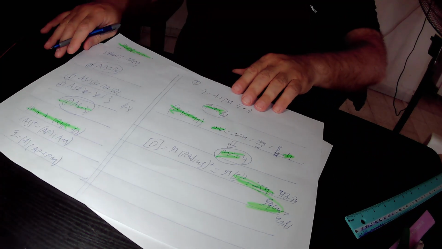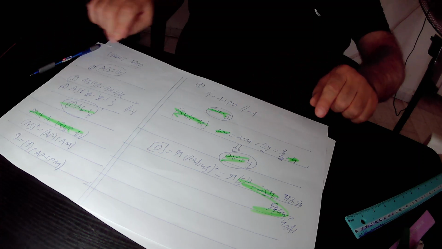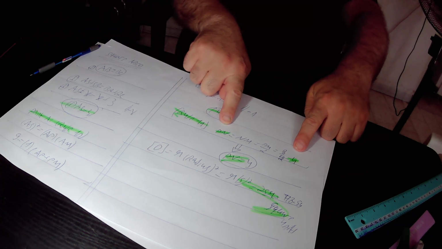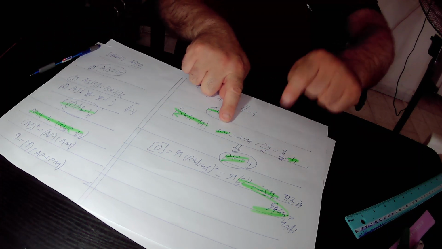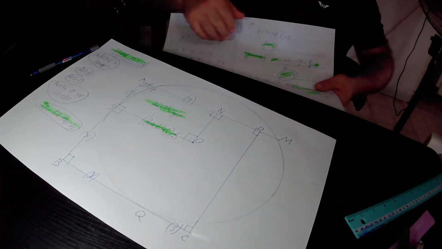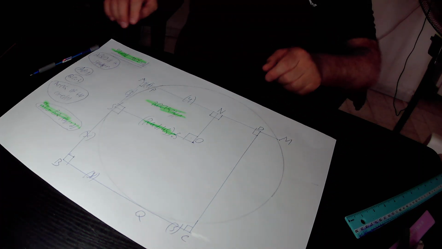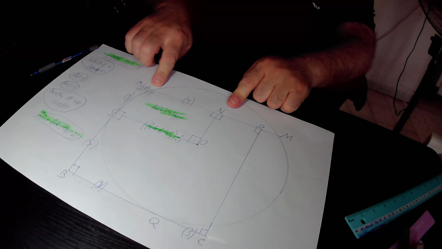So in total, I should have found out that PN equals 4. PN equals 4 units in its length.